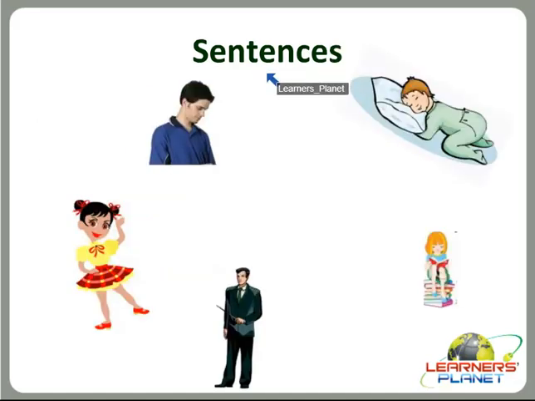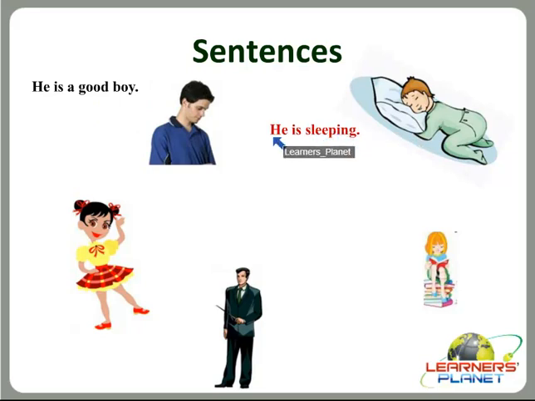Let's read some more sentences. He is a good boy. This is what we covered in the last slide. He is a good boy. H is in capital letter. After boy we have a full stop. Also, He is a good boy makes sense. So, this group of words can be called a sentence. Next, He is sleeping. H, capital, full stop, end. He is sleeping makes sense. So, this is a sentence.